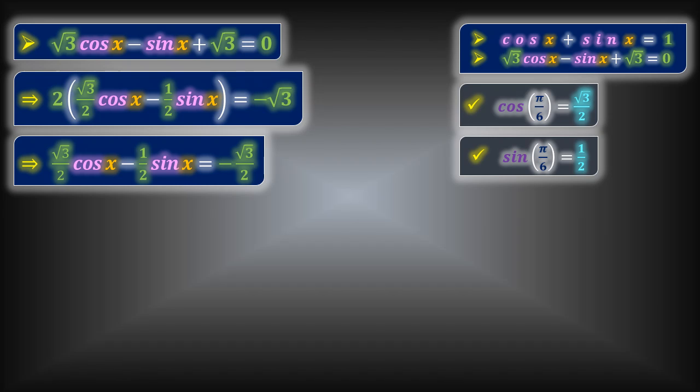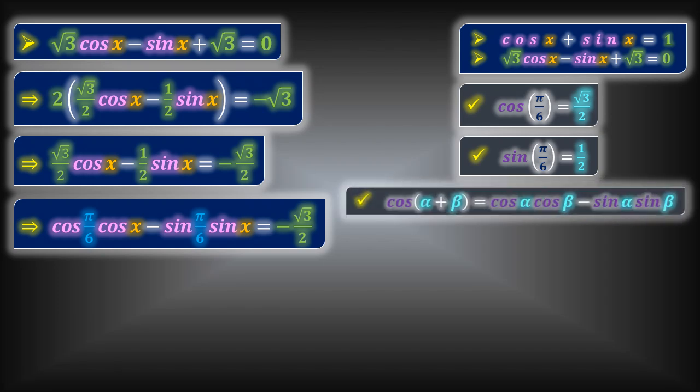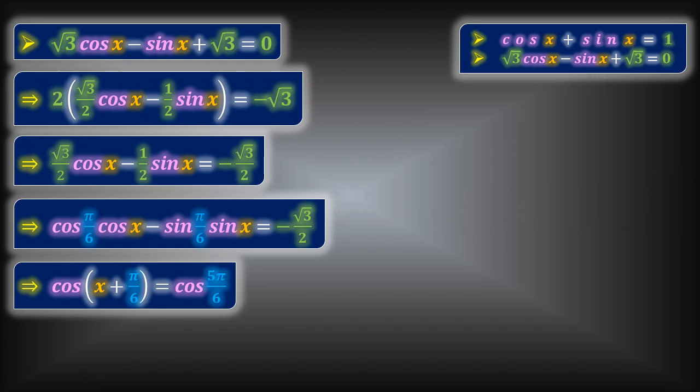Since cosine of pi divided by 6 is equal to square root of 3 divided by 2 and sine of pi divided by 6 is equal to 1 divided by 2, our equation becomes cosine of pi divided by 6 times cosine of x minus sine of pi divided by 6 times sine of x is equal to minus square root of 3 divided by 2. Now using the identity cosine of alpha plus beta is equal to cosine of alpha multiplied by cosine of beta minus sine of alpha multiplied by sine of beta, we obtain cosine of x plus pi divided by 6 is equal to cosine of 5 multiplied by pi divided by 6.